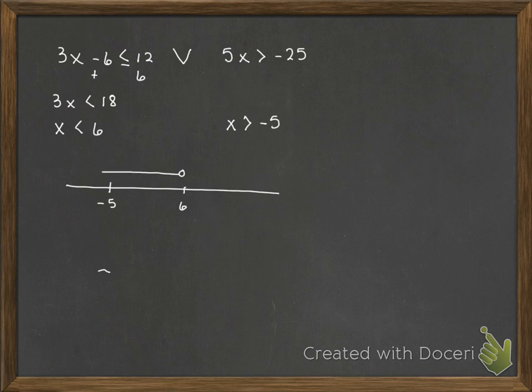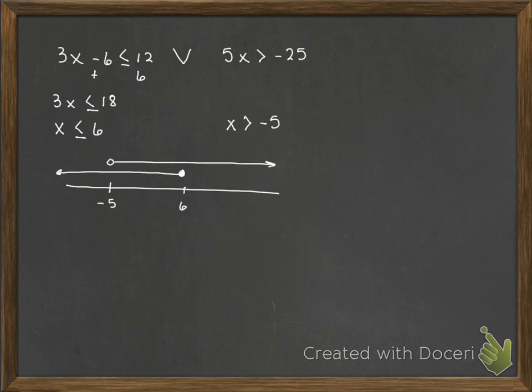X is less than or equal to 6, closed circle, and to the left. And x is greater than negative 5, open circle. Oh, sorry, this is supposed to be less than or equal to. Okay, sorry about that. And then x is greater than negative 5, open circle, and to the right. Now, because this is a disjunction, we are looking for what part of the number line is being covered by the solution sets. Take everything that's being covered by both of those arrows, and that's your answer.